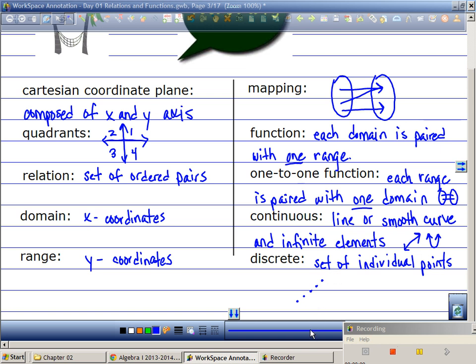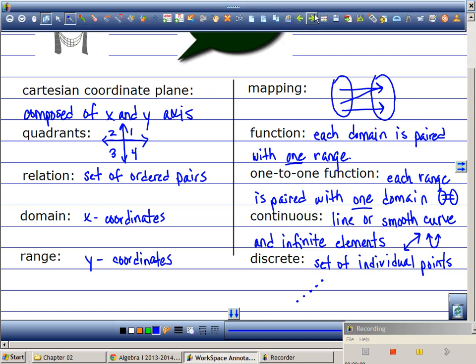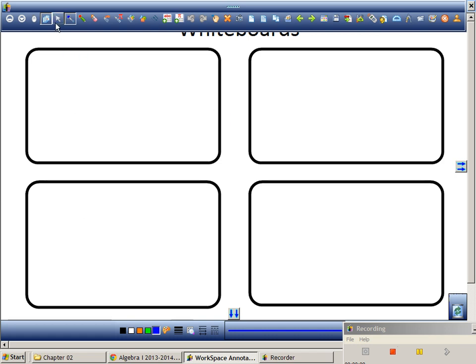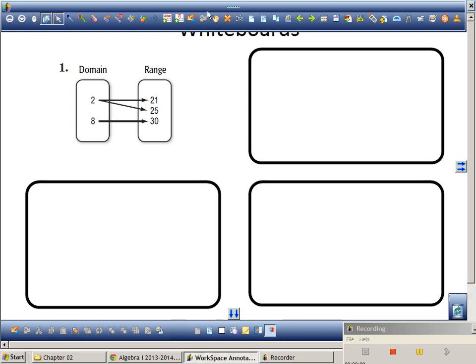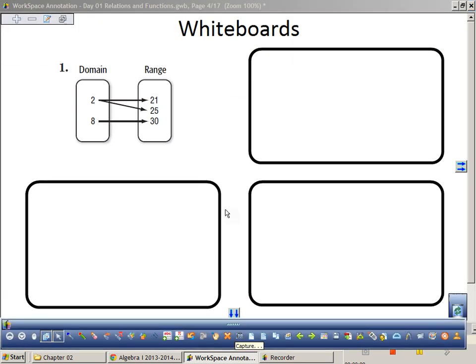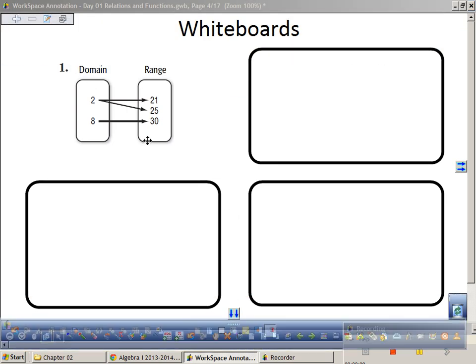All right, questions on that? Any of those? Okay, let's use them. All right, with your whiteboards, grab your whiteboard and tell me, with a yes or no, or a y or an n, is this a function?